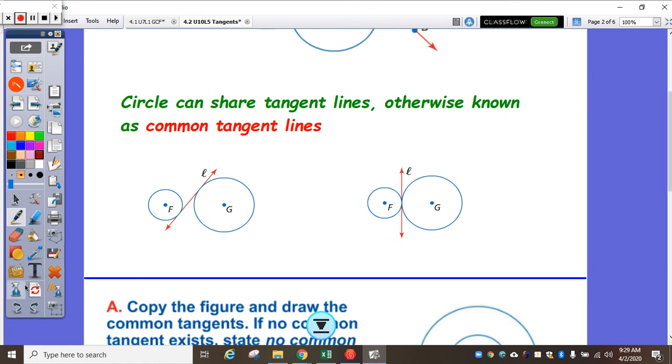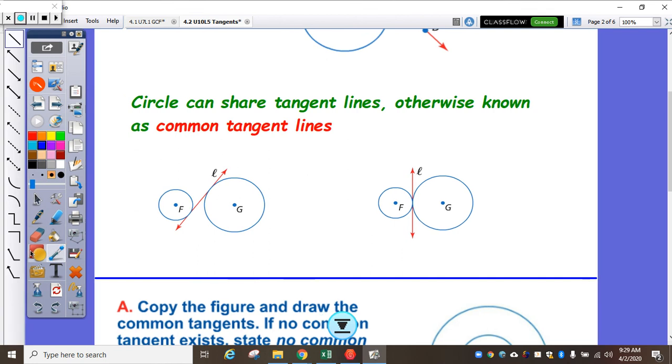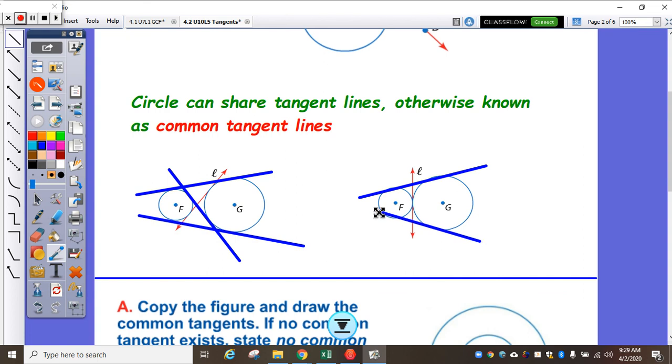This one right here would have more than one common tangent line, right? I can draw a tangent line that goes right here. I could draw a tangent line that goes right here. And we could also draw another tangent line that goes right there as well. So those two circles are going to have 4 common tangent lines. These two circles over here would have 3 common tangent lines.